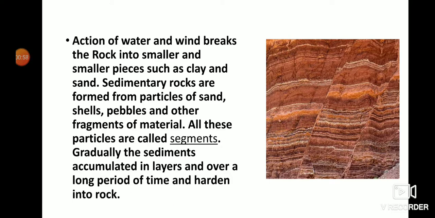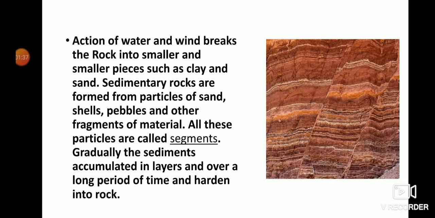So by the action of wind and water, the rocks break into smaller pieces which are deposited in the ocean bed or in the land layer by layer, and over a long period of time these layers become hard and change into rock, which is called sedimentary rock. So sediments are those things like particles of sand, shells, pebbles, gravel and fragments of materials. All these particles are called sediments.